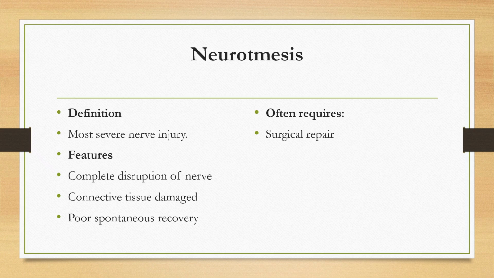Neurotmesis is the most severe form of nerve injury. It is characterized by complete disruption of the nerve, connective tissue damage, and poor spontaneous recovery. It often requires surgical repair.